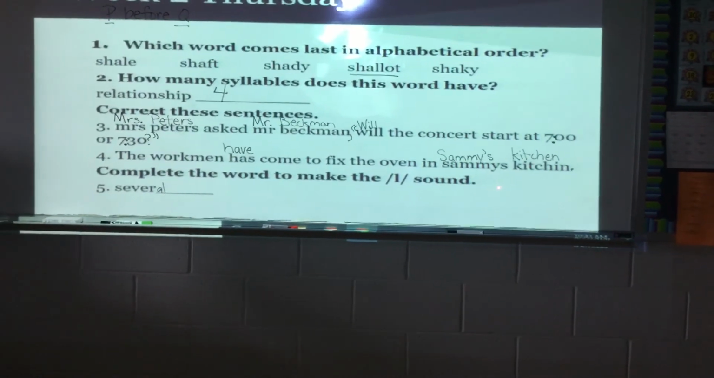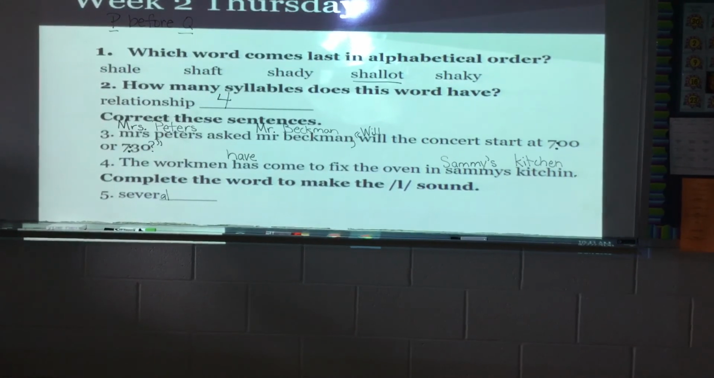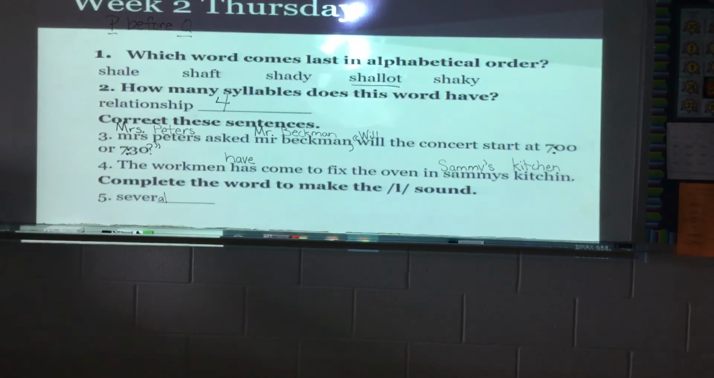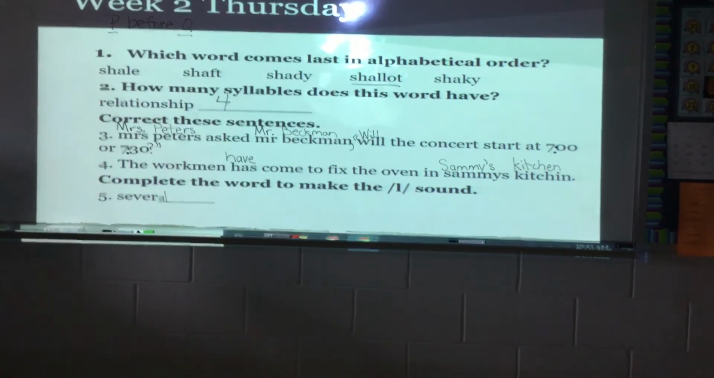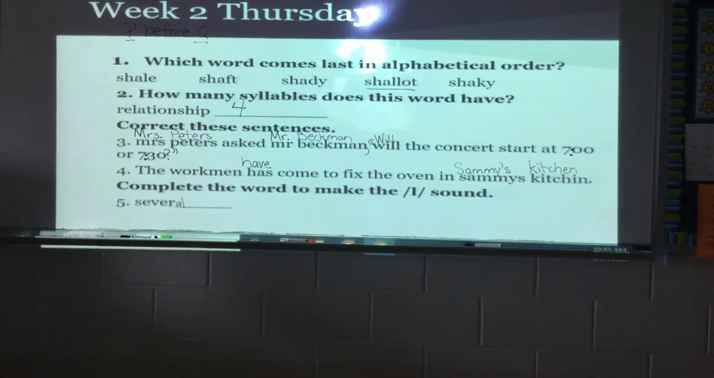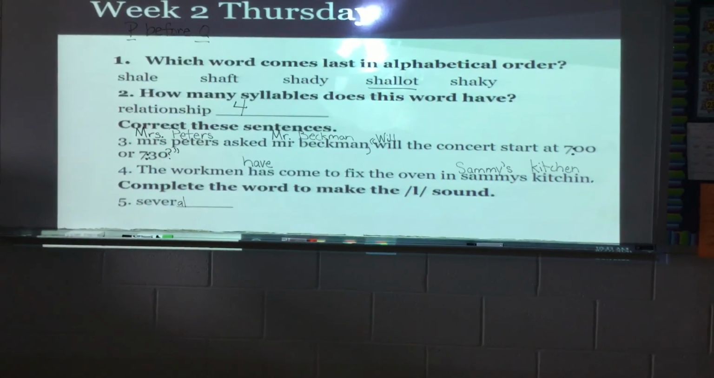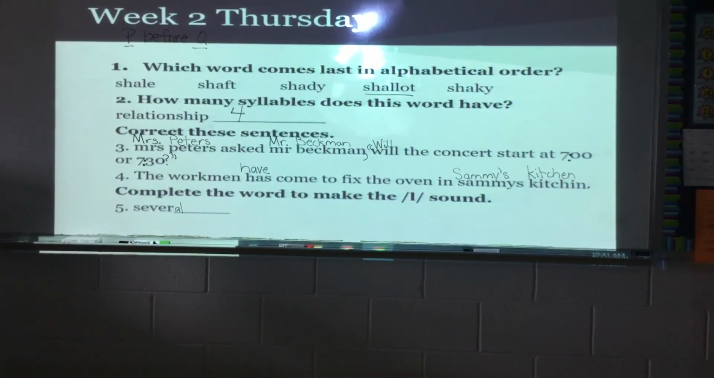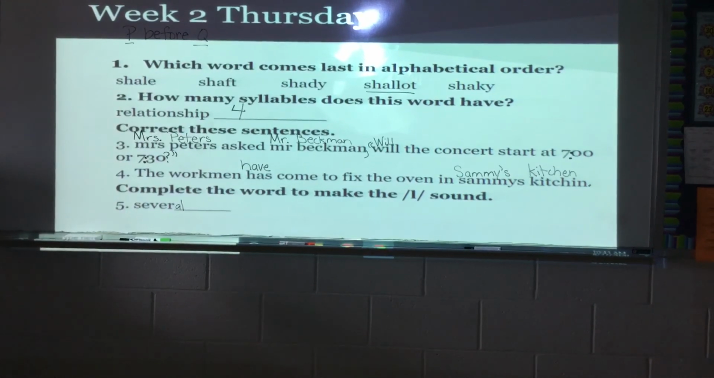Kitchen. The last question is complete the word to make the L sound. That's an L, not a 1. So with the base of S-E-V-E-R, I'm going to add A-L so that my word is several. Do you hear how it has the L sound at the end now? Several.